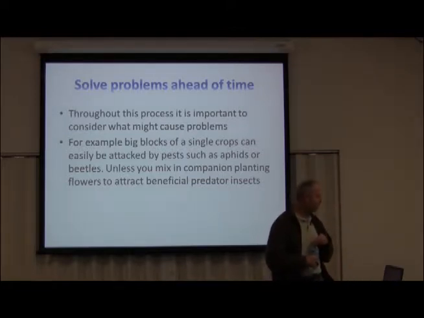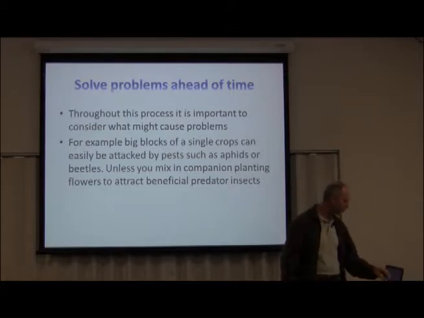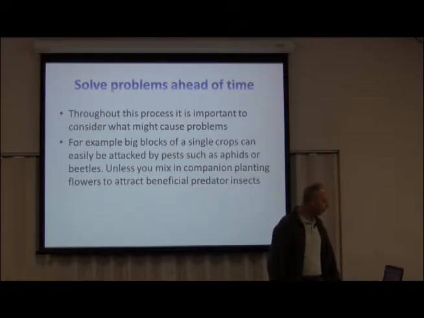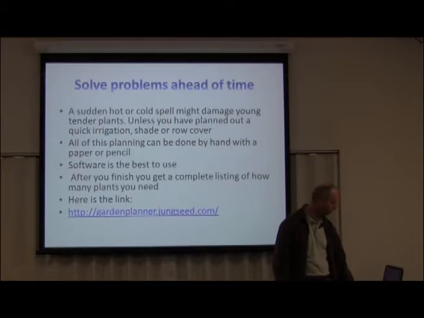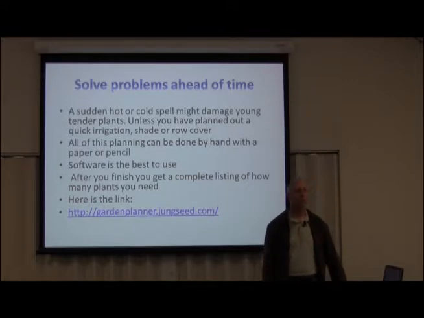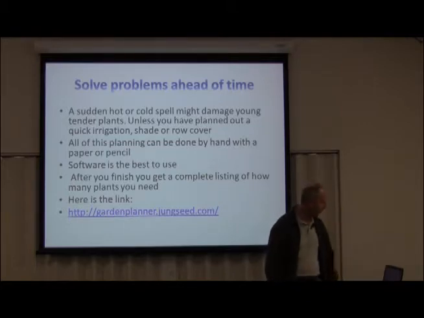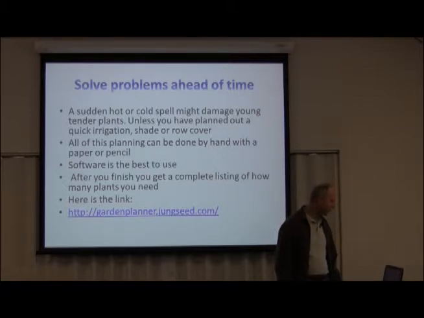Throughout this process, it is important to consider what might cause problems. For example, big blocks of a single crop can easily be attacked by pests such as aphids or beetles, unless you mix in companion planting flowers to attract beneficial predator insects. Last year my beans got attacked by bean beetles, so this year I'm going to make sure every plant on the list that bean beetles hate is planted at the base of those plants. A sudden hot or cold spell might damage young tender plants unless you have planned out a quick irrigation, shade, or row cover.